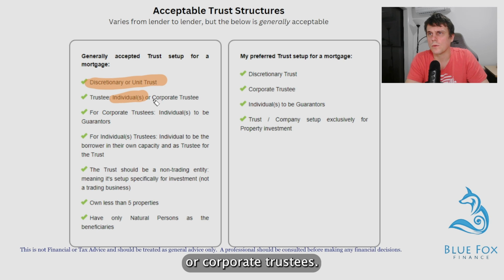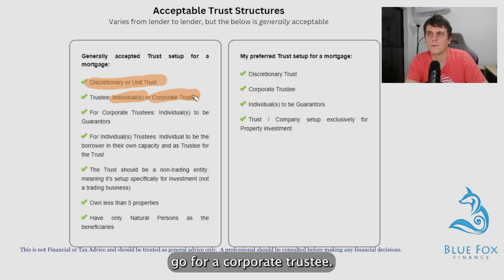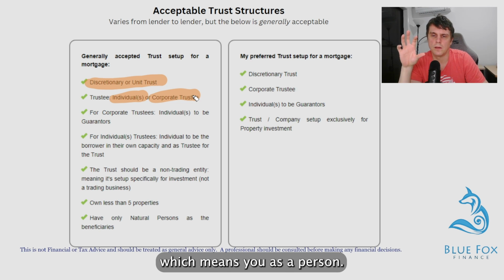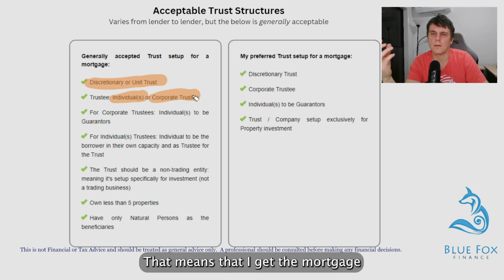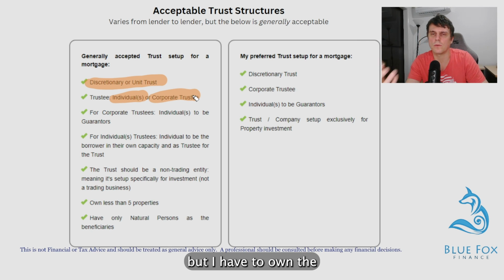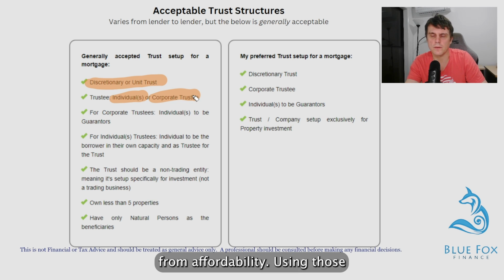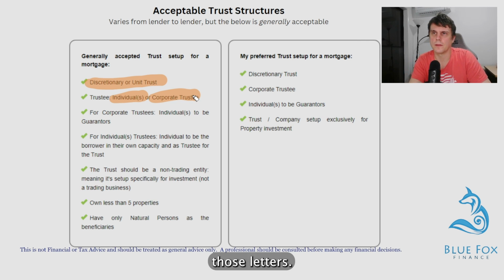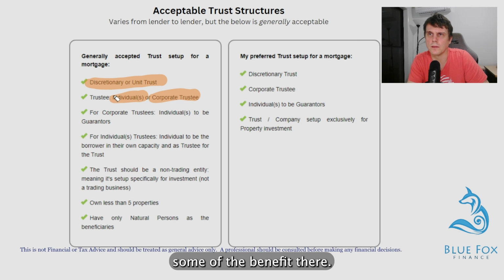Trustees, individual or corporate trustee. I personally will always go for a corporate trustee. So some banks, if you are the individual trustee, which means you as a person, so me, Zach, I act as the trustee for my trust. That means that I get the mortgage and the property in my name as trustee for the trust, but I have to own the assets and liabilities on behalf of the trust, which means most banks, not all banks, but most banks then don't exclude that from affordability using those letters. So it's definitely losing some of the benefit there.